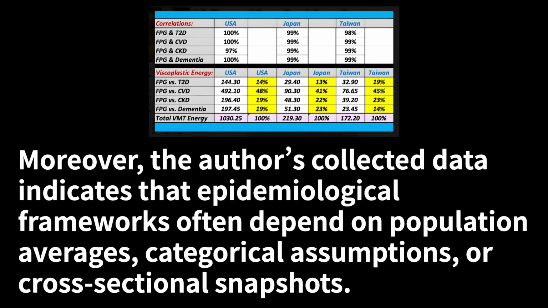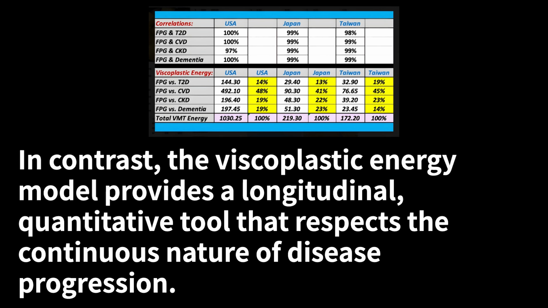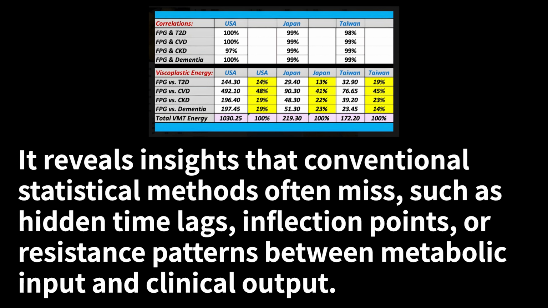Moreover, the author's collected data indicates that epidemiological frameworks often depend on population averages, categorical assumptions, or cross-sectional snapshots. In contrast, the viscoplastic energy model provides a longitudinal, quantitative tool that respects the continuous nature of disease progression. It reveals insights that conventional statistical methods often miss, such as hidden time lags, inflection points, or resistance patterns between metabolic input and clinical output.